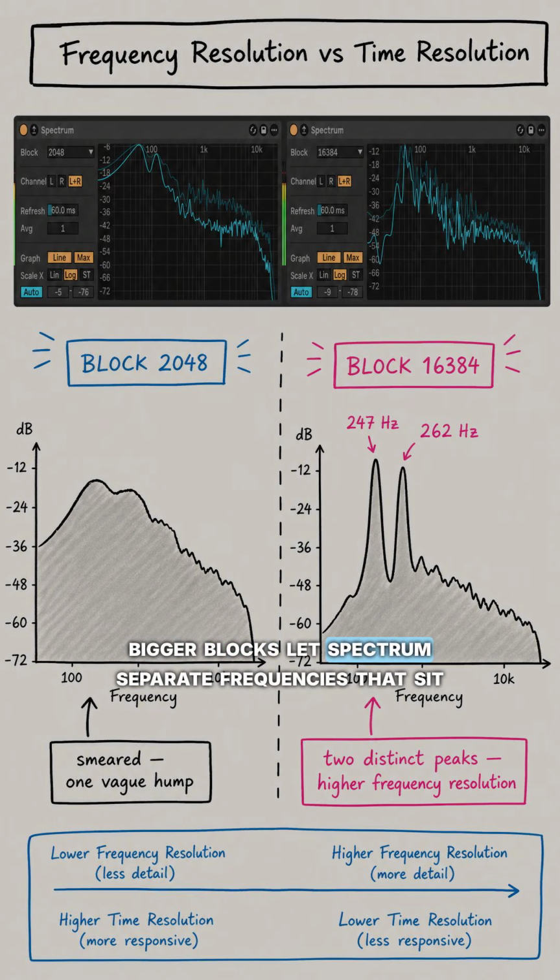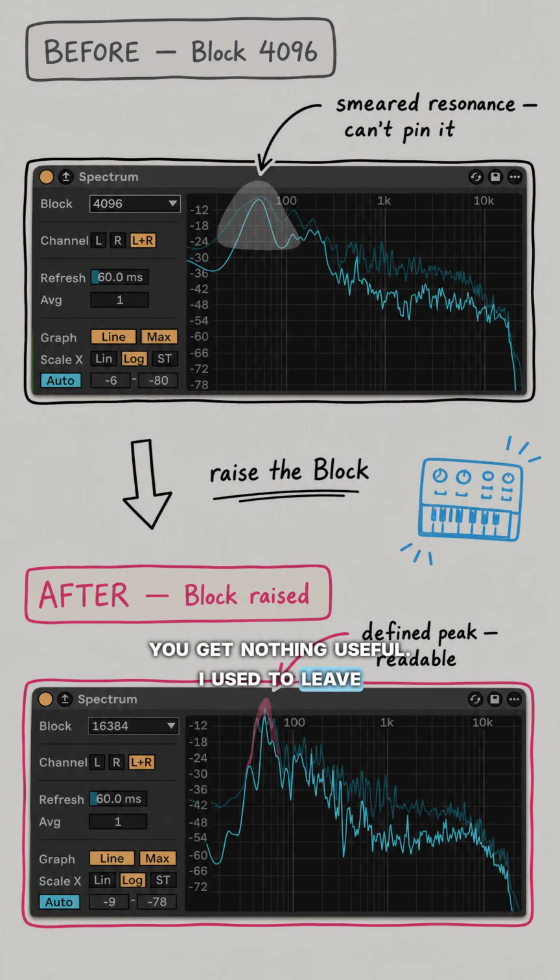Bigger blocks let Spectrum separate frequencies that sit close together. At 16384, it can tell you whether a resonance sits at 247 Hz or 262 Hz. At 2048, those two frequencies land in the same vague hump and you get nothing useful. I used to leave it at 4096, forget about it, and move on.